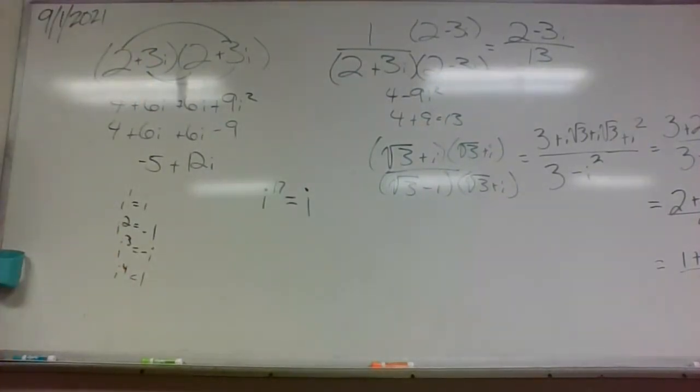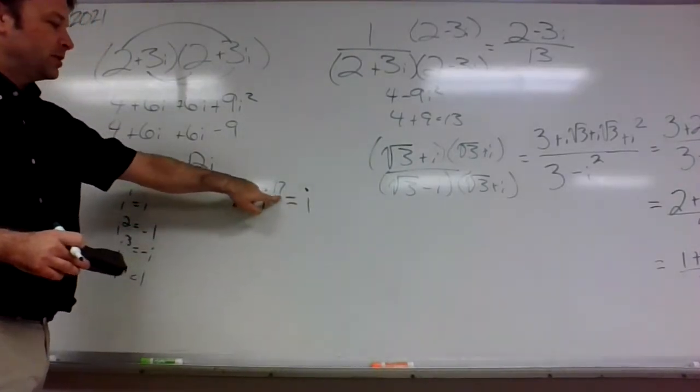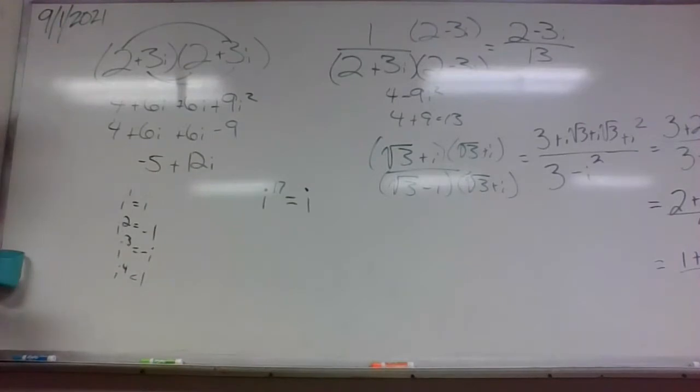So one way to think about it is if you divide the power by 4, the remainder tells you where you're at. Like the remainder is 1, so it was i. 17 divided by 4 is 4, with a remainder of 1.